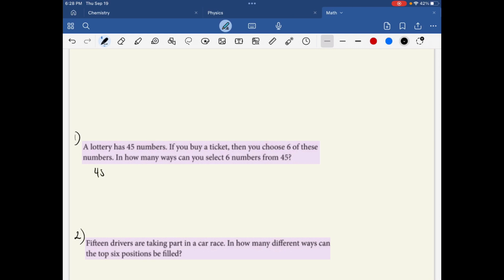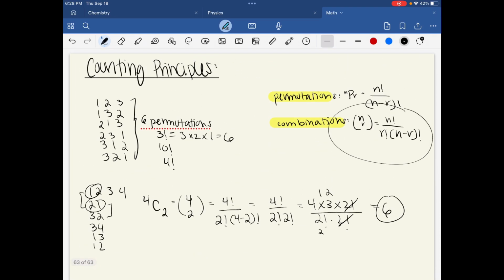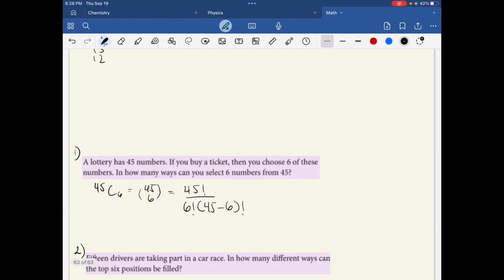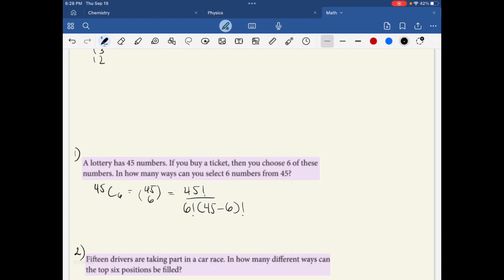So you know you have 45 options, and then you choose 6 numbers, which can also be written as 45 choose 6. And it would be 45 factorial over 6 factorial, and then 45 minus 6 factorial. As you can see, that is the formula, so it matches up. And you could plug this one into a calculator because it's a really large number: 45 factorial over 6 factorial times 39 factorial.